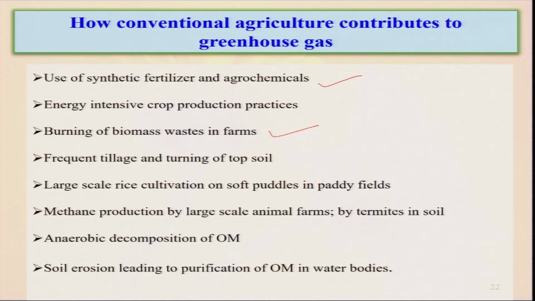Also we have aerobic decomposition and soil erosion. Due to our faulty agricultural practices, too much soil erosion occurs, and lots of carbon is lost from our soil, and ultimately it goes to the rivers and the oceans.